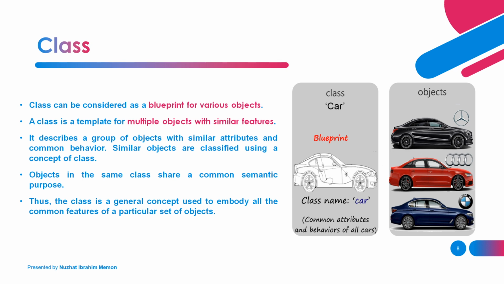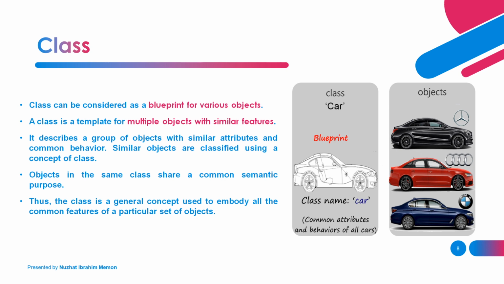So the definition of class is a blueprint or template from which individual objects with similar features are created. It describes a group of objects with similar attributes and common behavior. And such similar objects are classified using the concept of class. Objects in the same class share a common semantic purpose, meaning a class contains multiple objects, but the objects should have similar features. Here you can't design a truck from this car template. It should share a common semantic purpose.